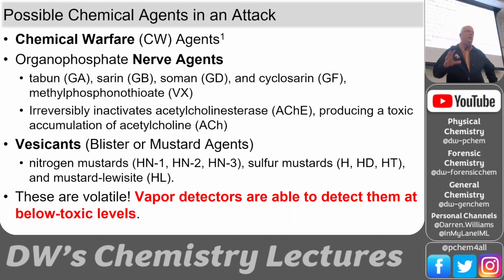Now, the benefit to you as a forensic scientist is these are all volatile, so vapor detectors can detect these way below their toxic levels. If you're in a subway in New York or DC, walking through the subway station, there are lots of little power boxes on the wall, circuit breakers and so on. Some of those boxes are sniffers. They're sniffing the air to see if somebody's released one of these in the subway. So they can be detected at really low levels.